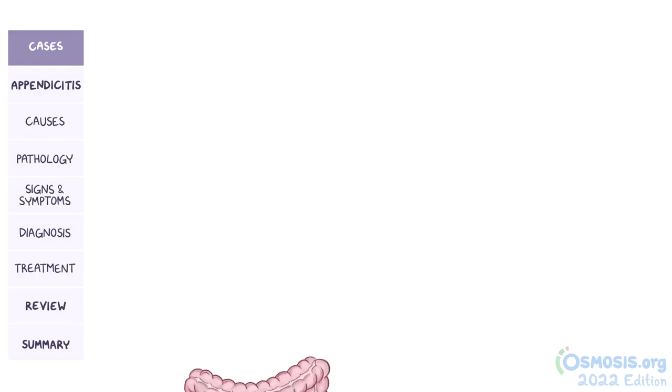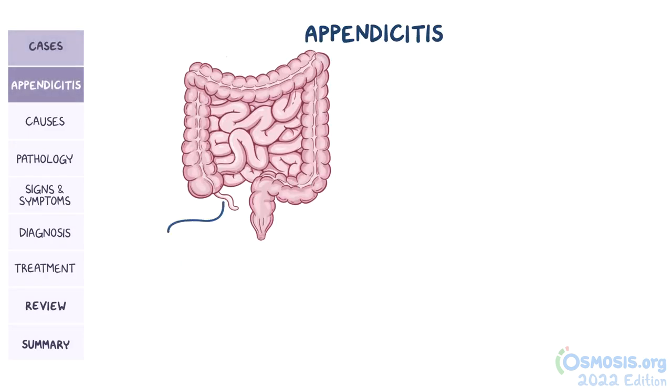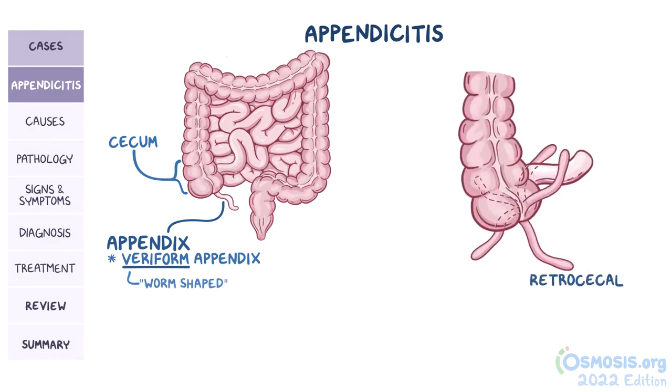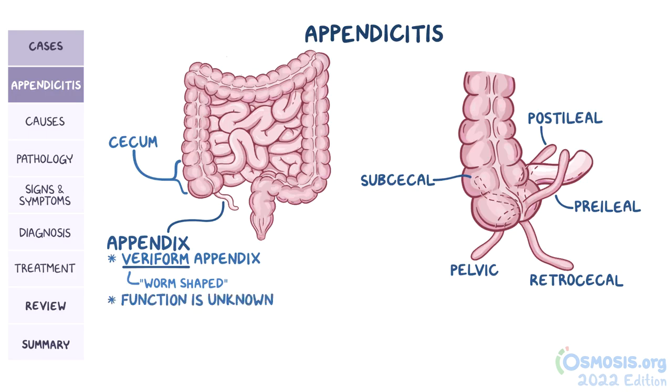Now both people have appendicitis. Now the appendix is the little close-ended hollow tube that's attached to the cecum of the large intestine. Sometimes it's called the vermiform appendix, where vermiform means worm-shaped. Normally, the appendix can be found in a retrocecal location, as well as pre-ileal, post-ileal, pelvic, and subcecal. Its function is actually unknown, though some theories suggest it might be a safe house for the gut flora and that it plays a part in the lymphatic and immune system.